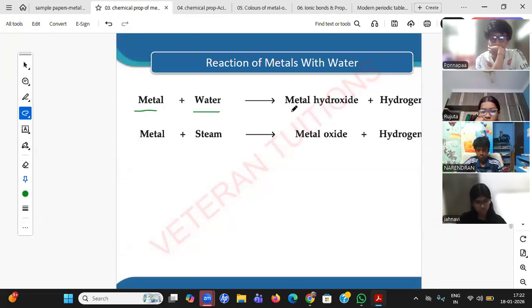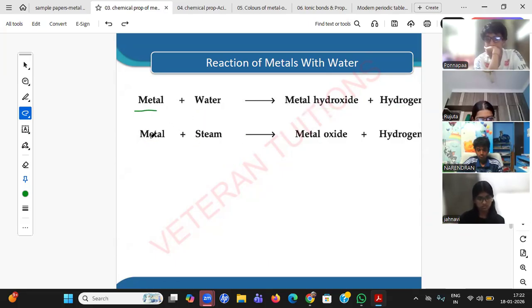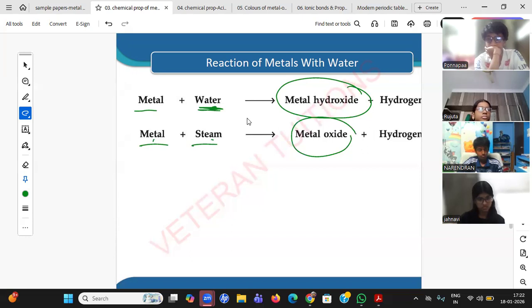Metal plus water is metal hydroxide plus hydrogen. Okay. But metal plus steam is also H2O only. But water is liquid, steam is gaseous. That's all. This is the chain. So metal may react with water, or metal may react with steam. If it reacts with water, it's metal hydroxide plus hydrogen gas. Metal plus steam gives metal oxide plus hydrogen gas. This is a basic thing which you need to remember.